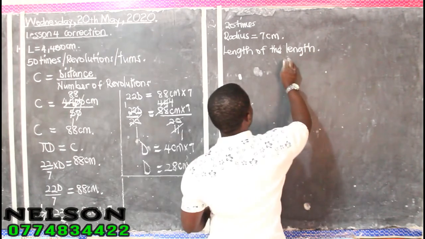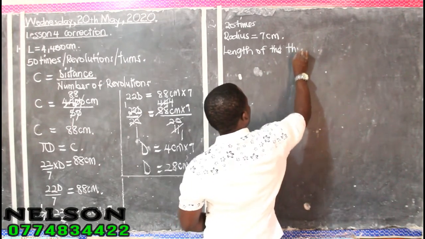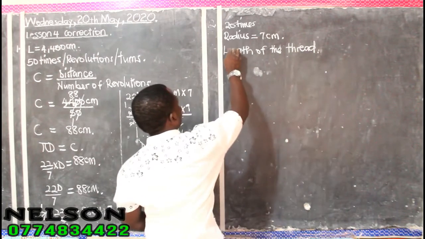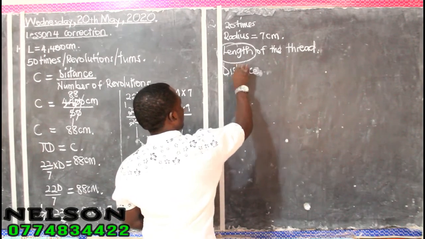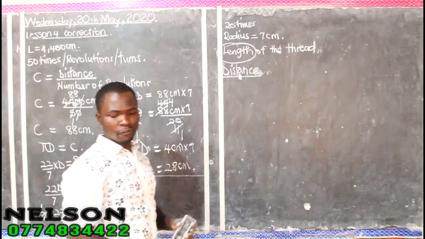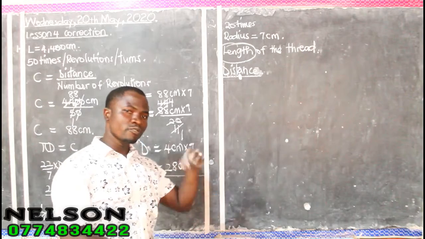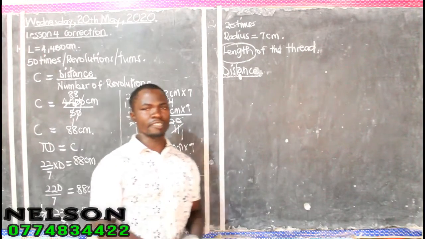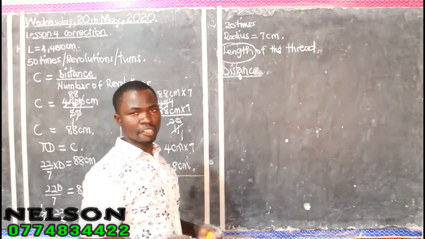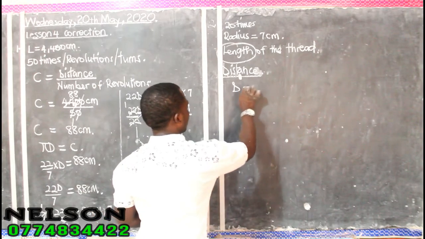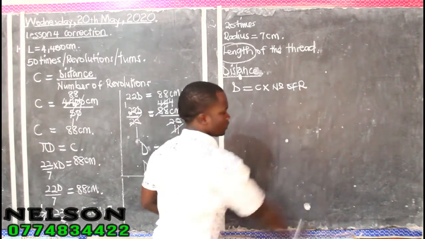The length of the thread they are asking for is the distance which we have been stating in the formula. Okay? And if they're asking for the length, don't say distance. Just know that the length is the same as distance. We had the formula for distance, whereby we say that distance equals circumference times number of revolutions. Not so.